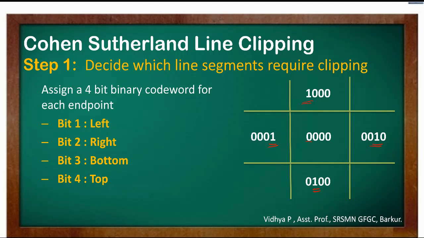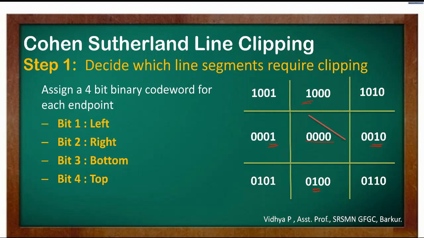So we can also assign the diagonal values based on this condition. Now consider this particular line segment. Both the endpoints are inside, so the code words are 0, 0, 0, 0. Consider another example.